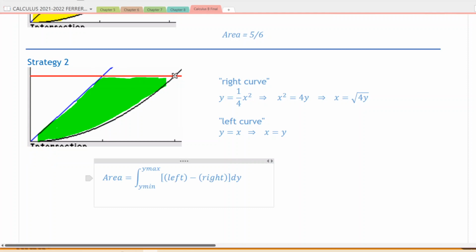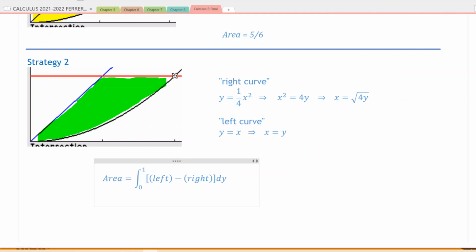Putting this together, we have the area is y min to y max of the left curve minus the right curve dy. We already talked about the y min and y max. And I have the left curve and right curve backwards. Sorry about that. It should be right curve minus left curve, not left curve minus the right curve. I'm sure you were scratching your head there for a minute. Okay, the right curve is root 4y, and the left curve is just y. And now the only thing left to do is to put this in my calculator.